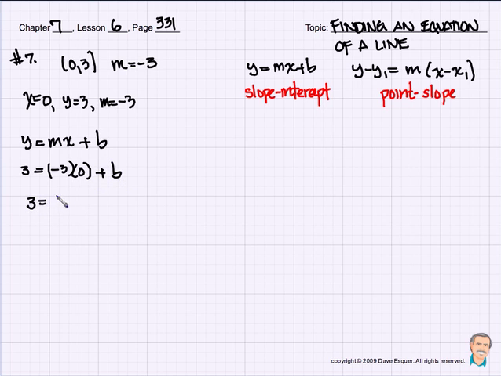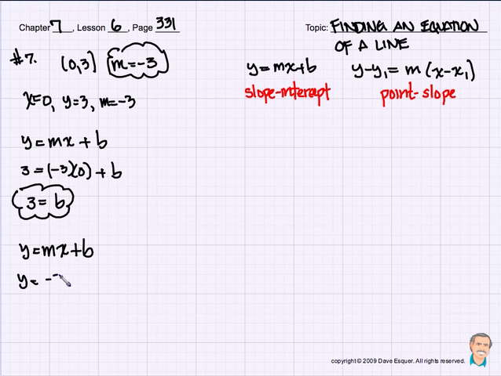Well, this is kind of strange. 3 is equal to b. So I have some information that might help me write my equation. Well, b is 3, m is equal to minus 3. I can use my slope-intercept formula of the equation. I can come up and say y is equal to mx again plus b, or now y turns out to be minus 3x plus 3. There's my equation. I'm looking for the equation that satisfies those conditions. That's using the slope-intercept form.